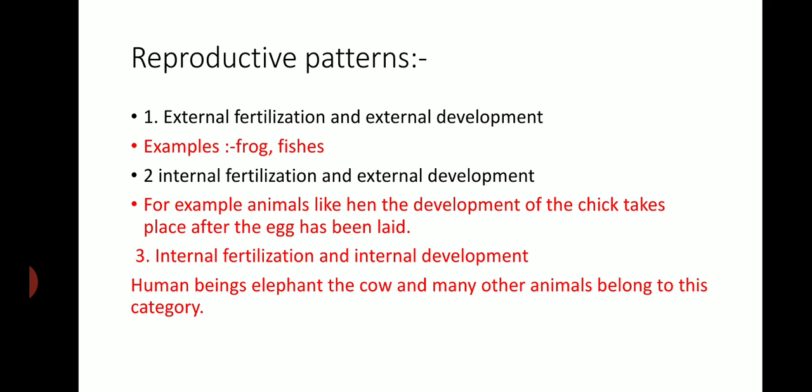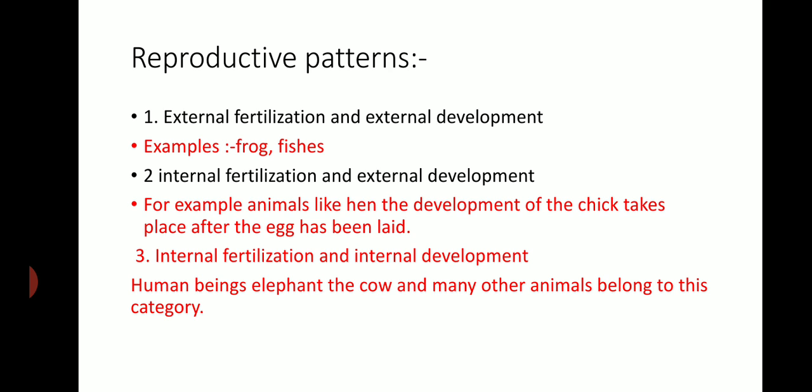Parents release sperms and eggs into the surrounding water where fertilization occurs and the zygote develops into offspring. For this pattern to succeed, the male and female must shed their gametes in large numbers. For example, in the case of frogs and fishes, they lay a number of eggs and a number of sperms are released by the parents. Frogs and fishes generally belong to this category. Not in all fishes does external fertilization take place. There are some varieties that are also called mammals. For example, shark and dolphin, they are mammals.